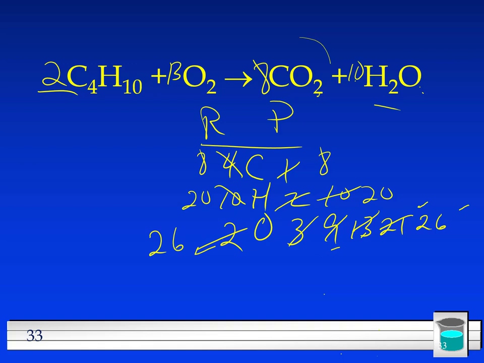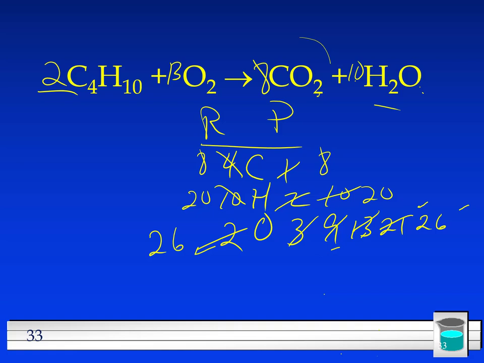And then I do that last thing, which is check. 8 carbons, 8 carbons. 20 hydrogens, 20 hydrogens. 26 oxygens, well, there's 16 here, and 10 more is 26. Okay? And that's how you balance equations. So you practice some with the computer. Now it's time to practice some without.